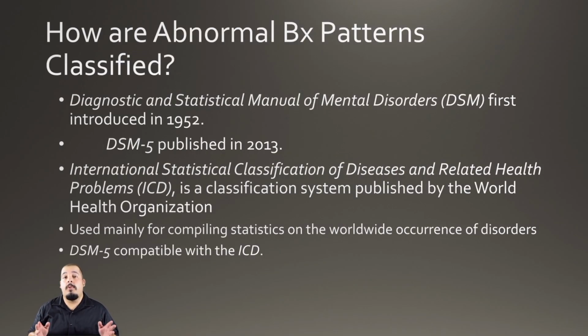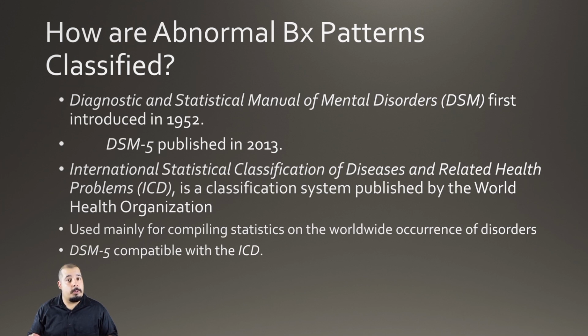The first topic we will cover in this chapter is how abnormal behavior patterns are classified in the Diagnostic and Statistical Manual of Mental Disorders, or just DSM. The first edition of the DSM was published in 1952. The latest version, the DSM-5, was published in 2013. In the DSM, abnormal behavior patterns are classified as mental disorders.